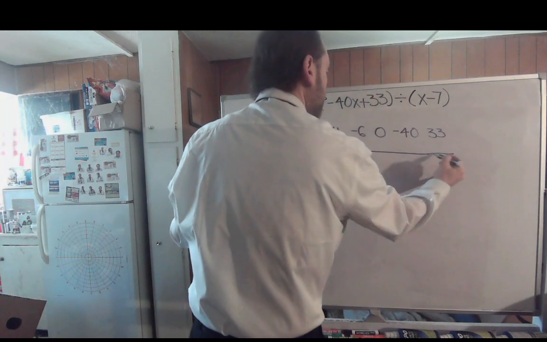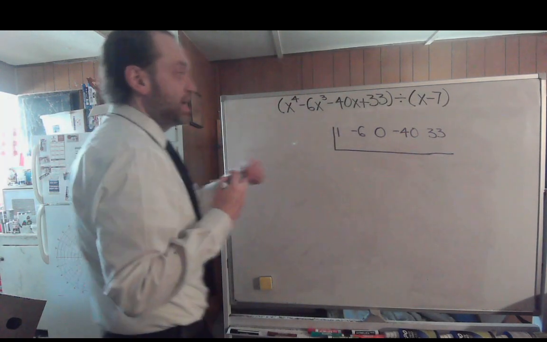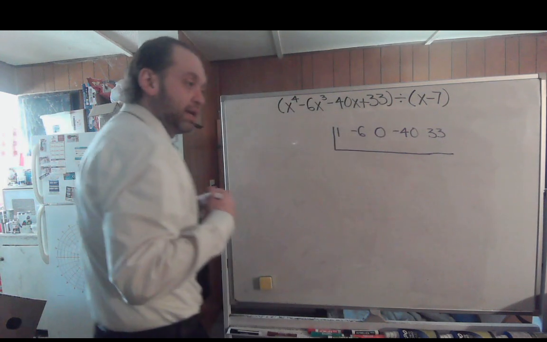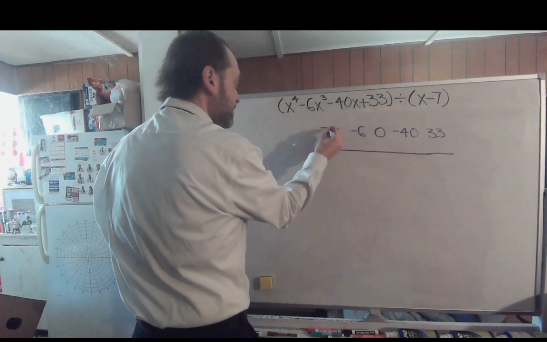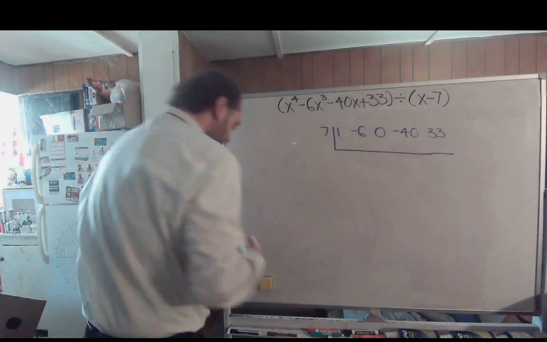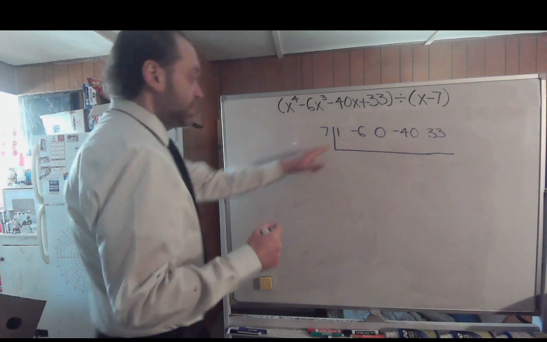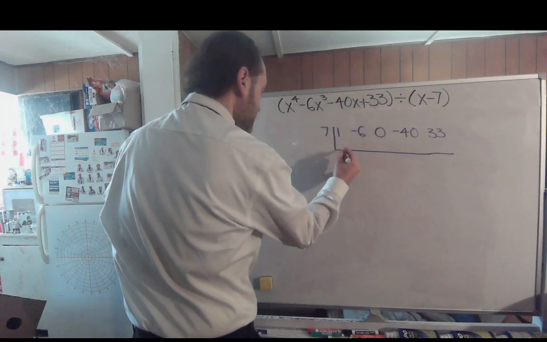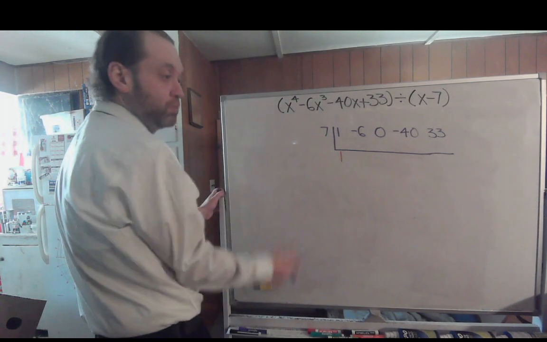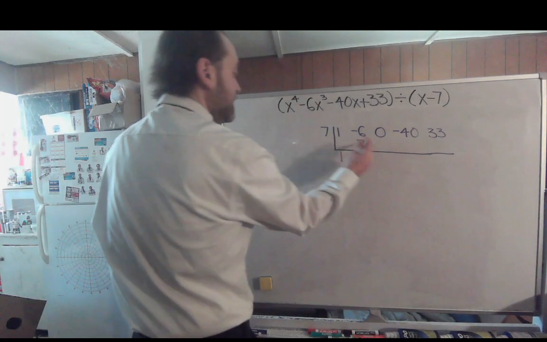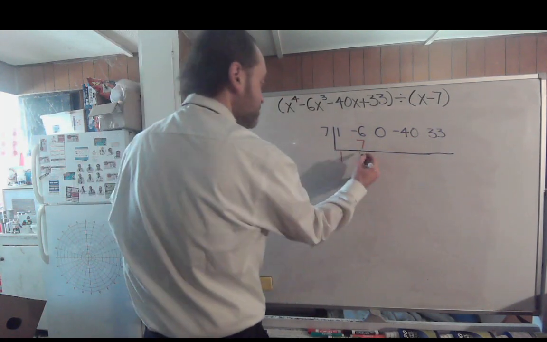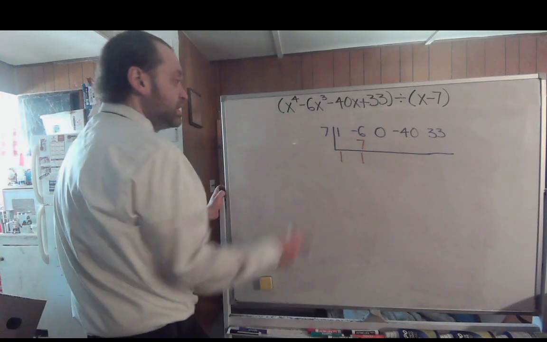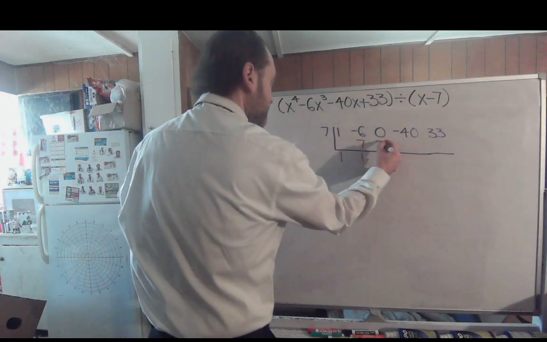Now, what are you going to divide this by? Set x minus 7 equal to 0, you get an x value of 7. So you're going to divide all this by 7. Bring down that 1 from above. Now, what is 7 times 1? That's 7. Negative 6 plus 7 is going to be positive 1. 7 times 1 is 7.